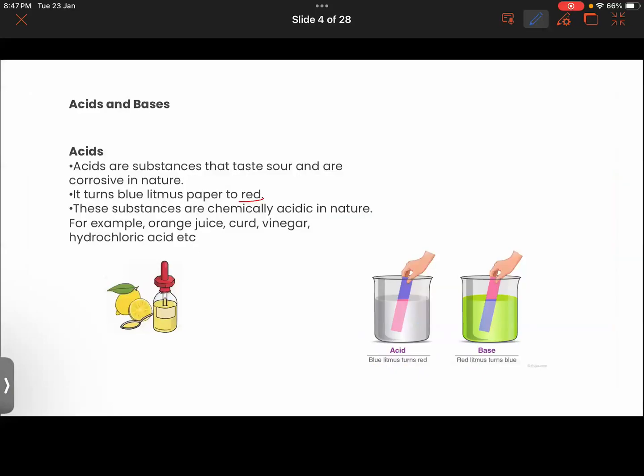Talking about an acid, acids are substances that have a sour taste and are corrosive in nature. They turn blue litmus paper to red. When you dip a blue litmus paper in acid, you see it turning red. So these substances are chemically acidic in nature. Common examples are as follows. Further, acids are of two types: one that occurs in nature, and one that is made in the laboratory.